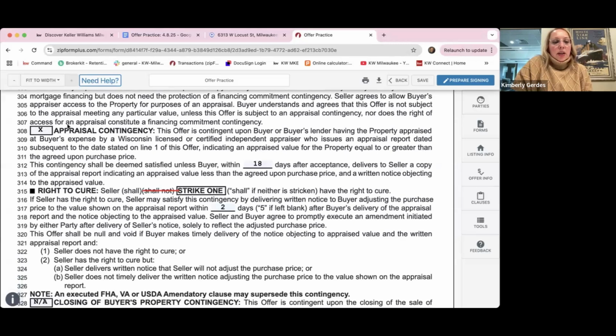I've checked the box in line 308, indicating that our offer is contingent upon the buyer's lender having the property appraised. This also indicates that within 18 days, we're going to satisfy this contingency. And satisfying the contingency is really understanding, okay, we've offered 250. Maybe the appraiser comes in and says, yeah, the house appraises at 250. What do we do next if the house appraises? Anyone have an idea?